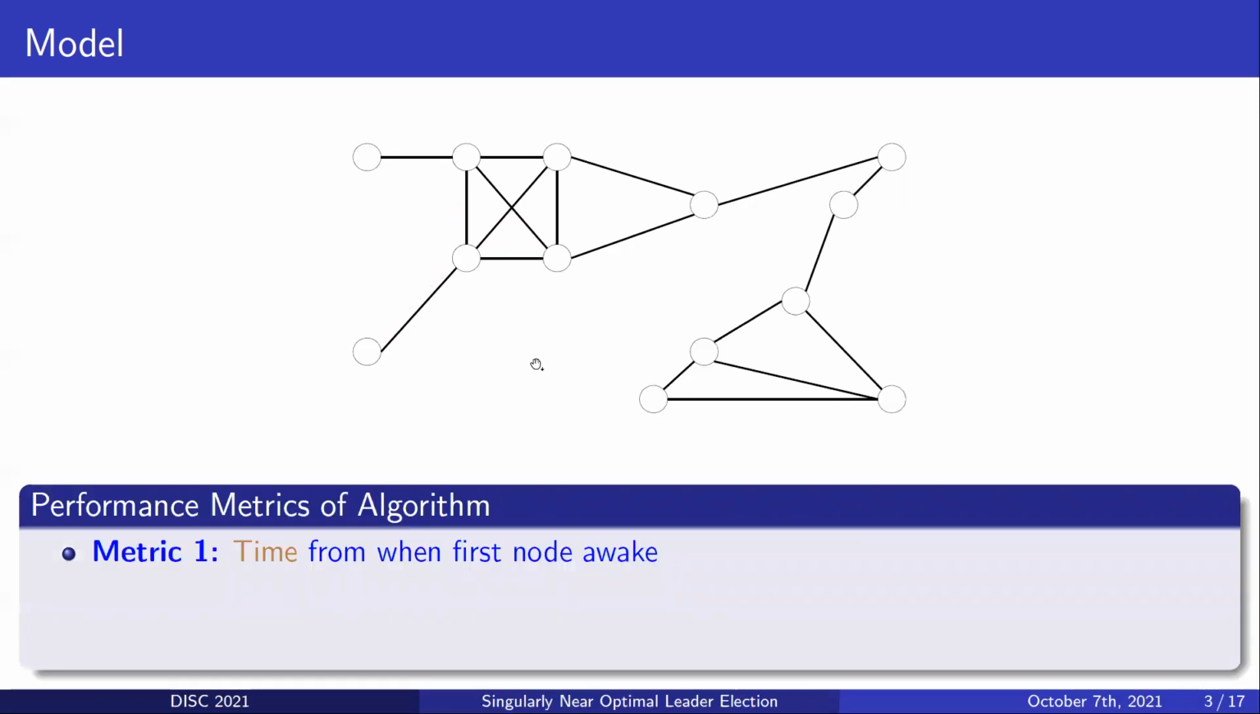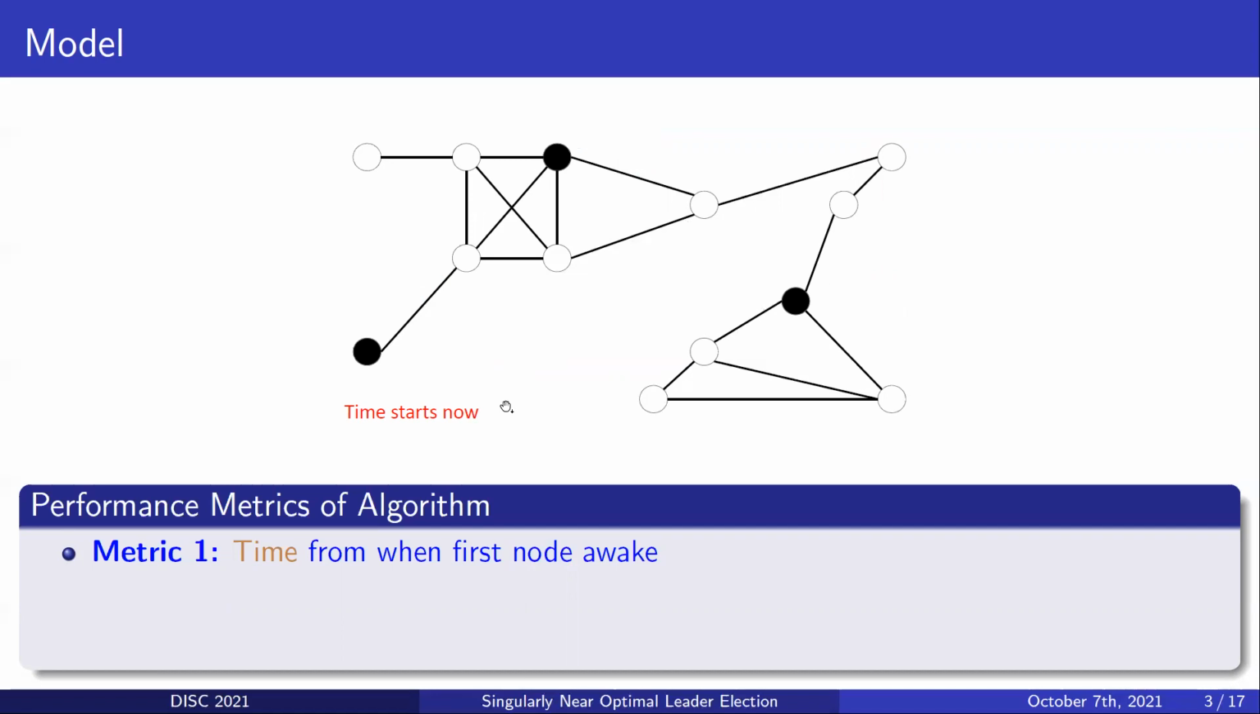Now, that was the model, but for the algorithm, how do we measure the goodness of our algorithm? What are the performance metrics we use? We have 2 metrics. First, the time from when the first node is awake. So what is the setting? Initially, all nodes are asleep, and then the adversary wakes up a non-zero subset of nodes. From the moment this non-zero subset is awoken, time starts.